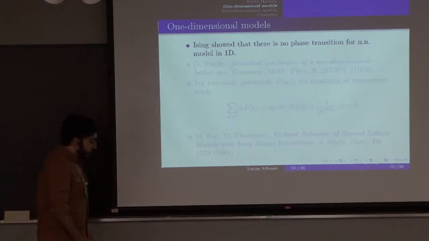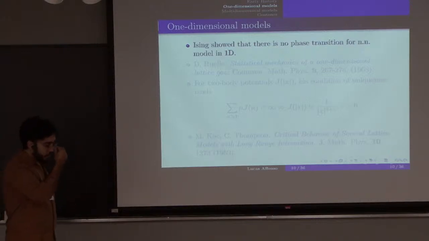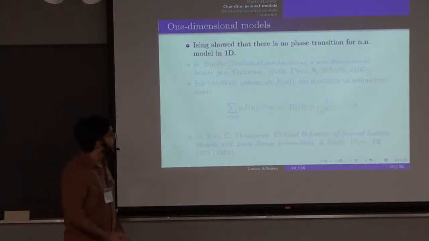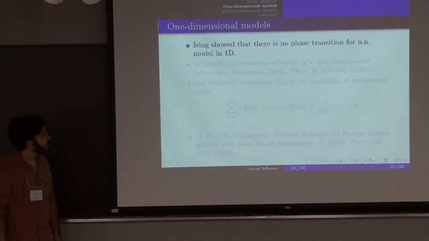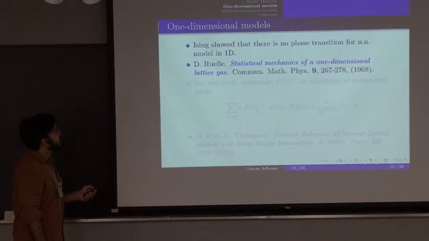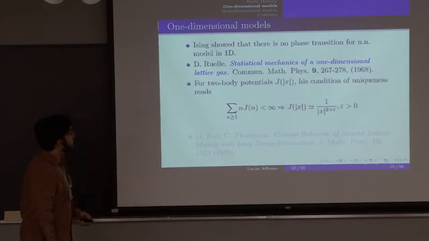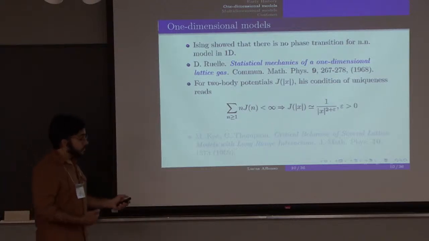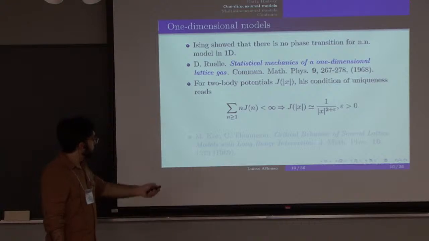But there is a problem for the one-dimensional case, because to use Griffith's inequalities, you must have some model to compare. And for the one-dimensional case, the short-range Ising model doesn't have phase transition. And what happened is that this result of uniqueness was extended, for instance, by Ruelle in this paper in 68, where the condition for uniqueness in this case can be read as this one for two-body potentials. And this implies that decay can be long range, but should decay faster than this. So they should decay like this.